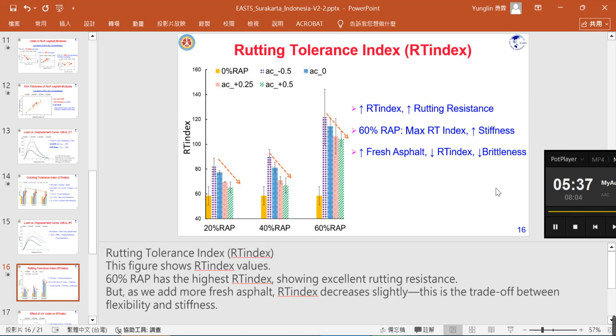Rutting Tolerance Index, RTindex. This figure shows RTindex values. 60% RAP has the highest RTindex, showing excellent rutting resistance. But, as we add more fresh asphalt, RTindex decreases slightly. This is the trade-off between flexibility and stiffness.